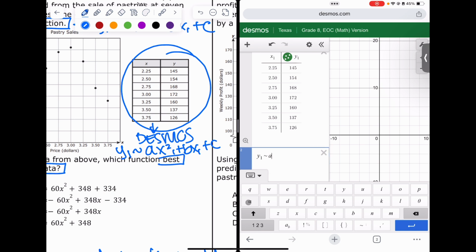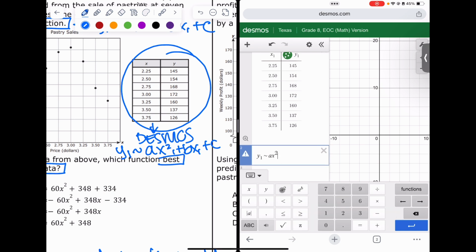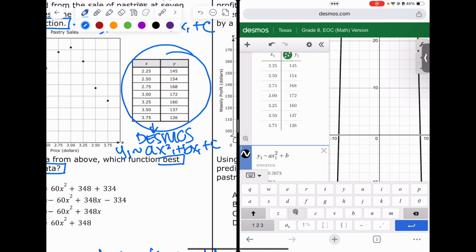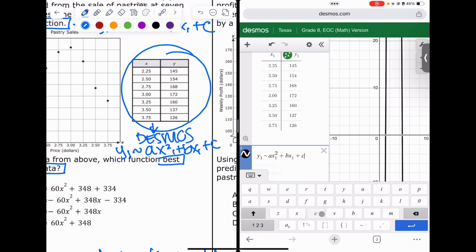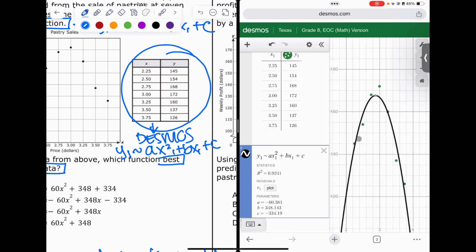I'm going to type in y1 squiggly line, ax1 squared plus bx1 plus c. And remember, I'm going to press this plus sign right here, zoom fit, and now I have a nice little shape.